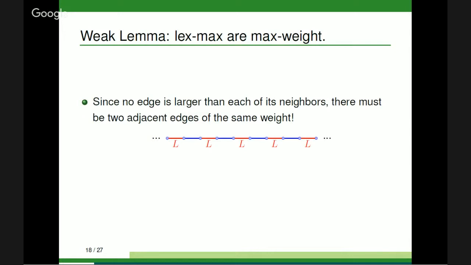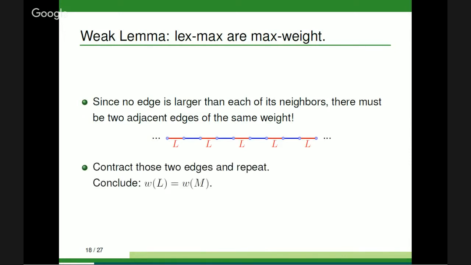But that's good, because we want to show that the weight of the cycle intersection L and the weight of the cycle intersection M are equal. So we know that these two edges have the same weight. So that's progress, because now what you could do is contract these three nodes into a single node. So you could contract E and F. You could contract these two edges of the same weight and repeat.